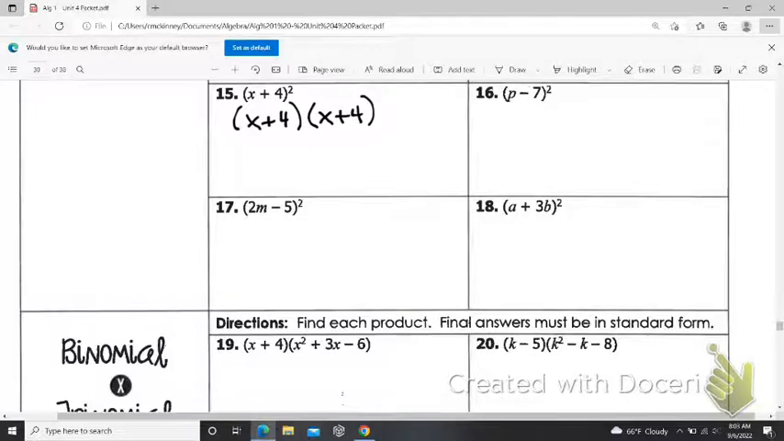So a lot of times I just tell my students, write it twice, or mark this out and write it a second time, and then treat it like any binomial times binomial. X times x, x times 4, 4 times x, and 4 times 4. And then the two in the middle will add together.